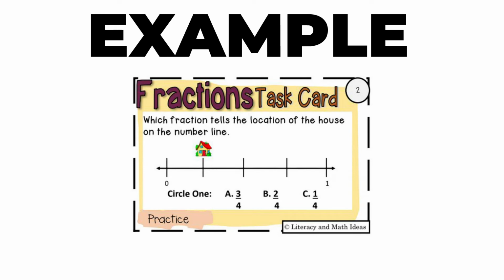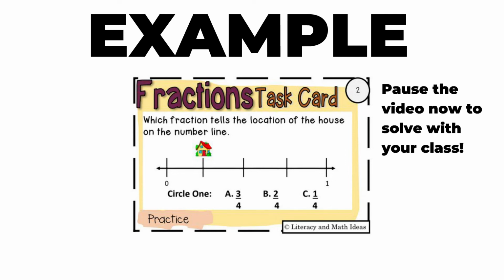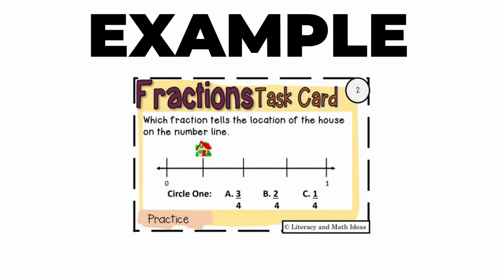In this example, it asks, which fraction tells the location of the house on the number line? It is important to understand how fractions work to solve this problem. If we count the spaces between the tick marks, starting from 0 to 1, we can see that there are 4 total spaces. The 4 will represent our denominator.